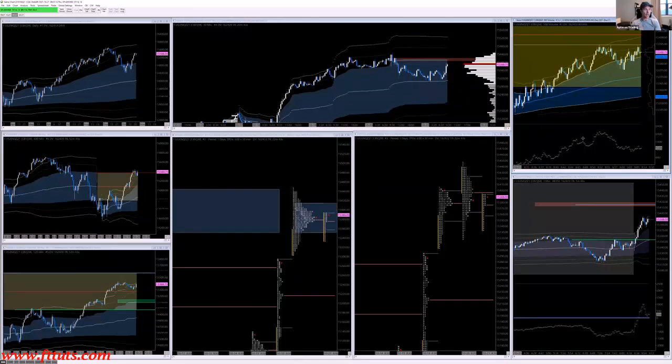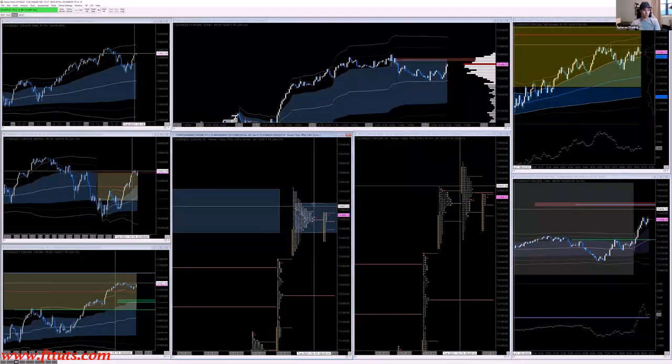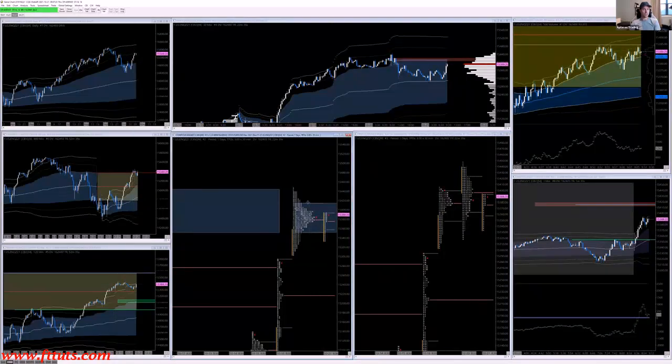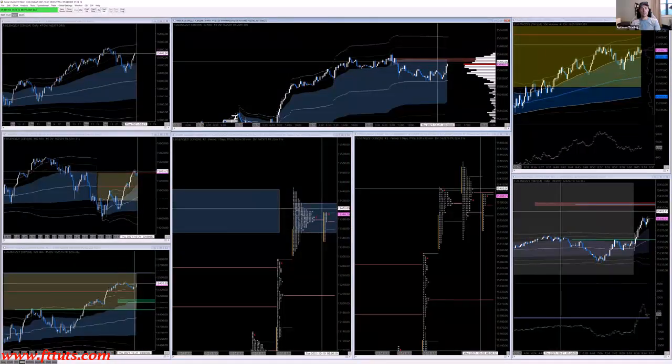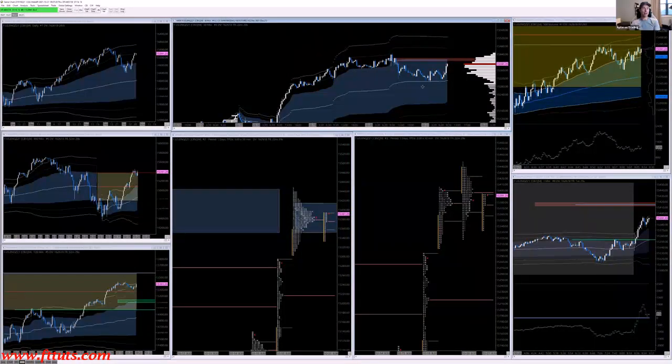We've got a poor high now on the profile. Clearly, we could traverse prior value. Clearly, we can traverse the CVA, get to that upper extreme. Clearly, we have a little more room to get to weekly development value area high. So would like a long entry in NASDAQ.